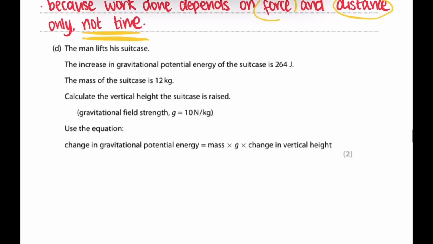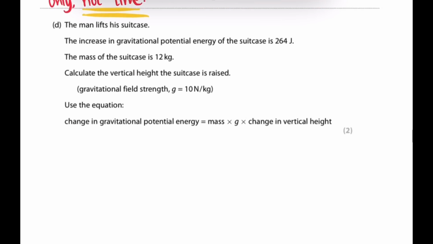The man lifts his suitcase. The increase in gravitational potential energy of the suitcase is 264 joules. The mass of the suitcase is 12 kg. Calculate the vertical height the suitcase is raised. And they give us the equation, which is mass times the gravitational field strength times the change in vertical height.